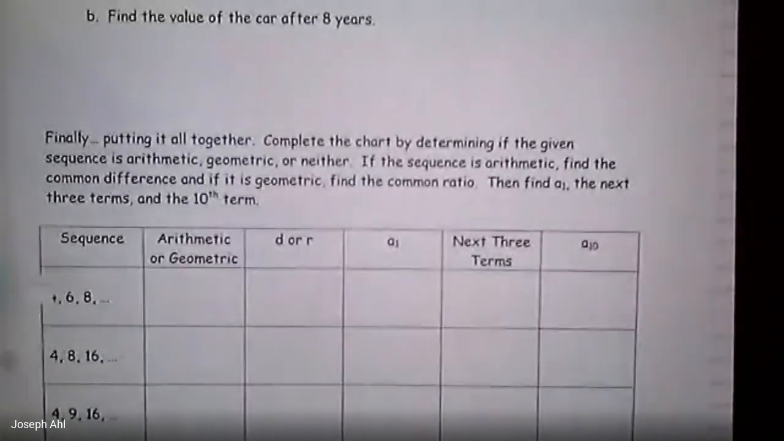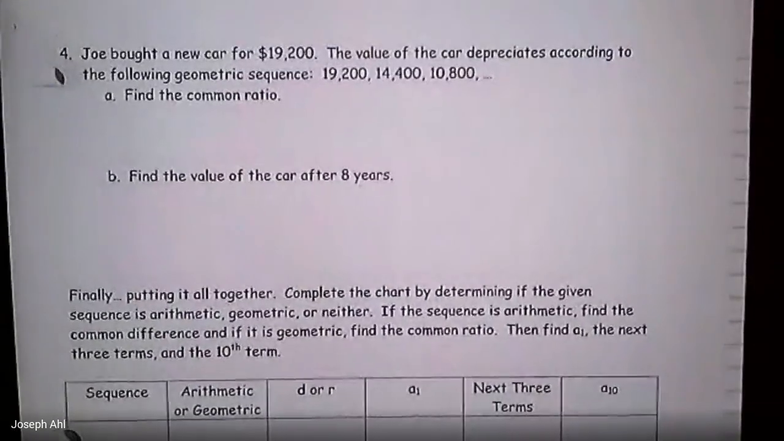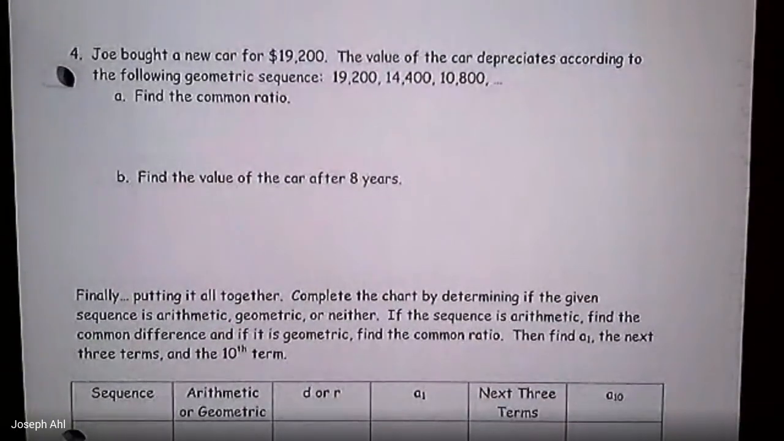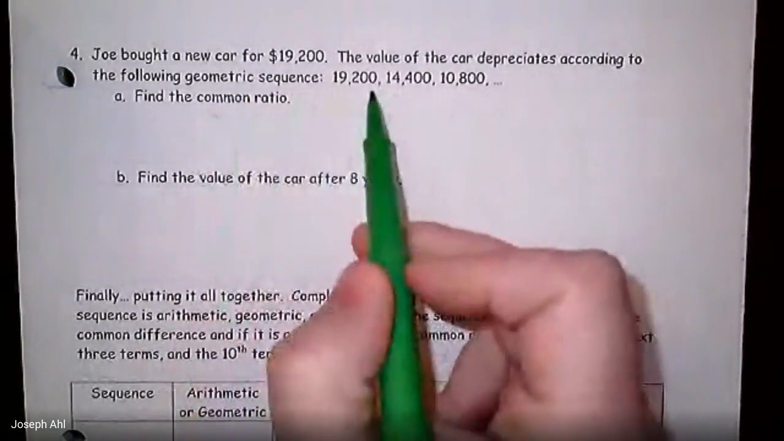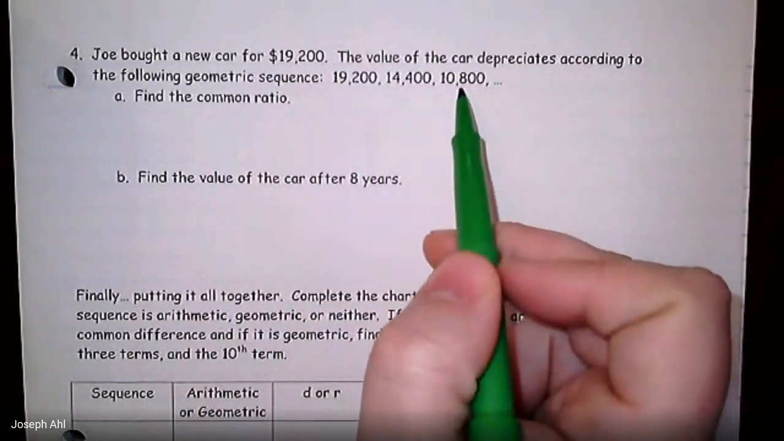Okay, I am going to do Joe buying a car in number 4, just to make sure we understand what's going on with Joe's car purchase here. It should make sense to you that the value of a car would decrease as time goes on. We've talked about that in the exponentials unit. And in fact, geometric sequences are examples of exponential functions. So in this case, we have the value of the car after the initial year and then 2 years later.